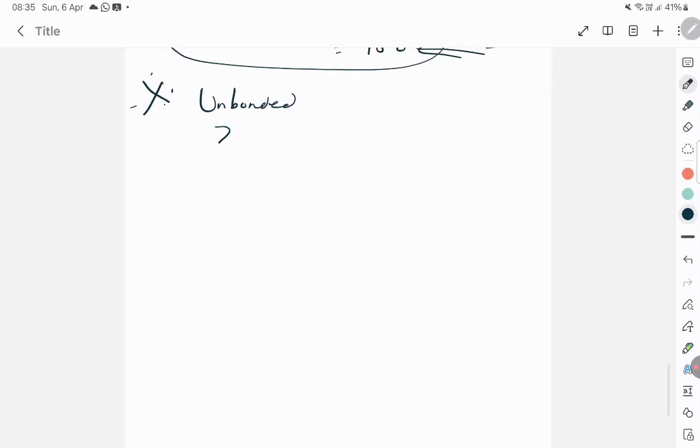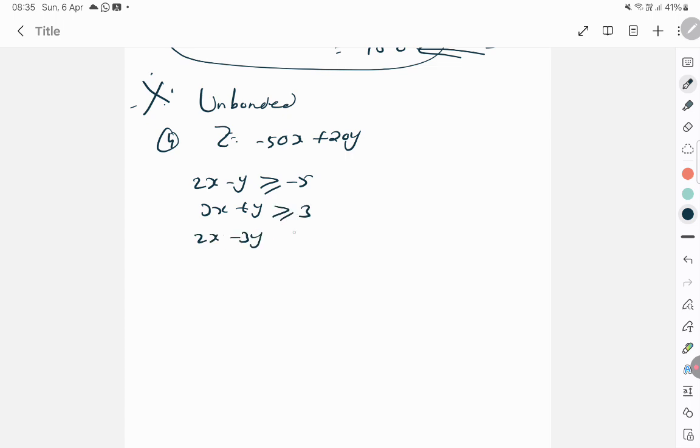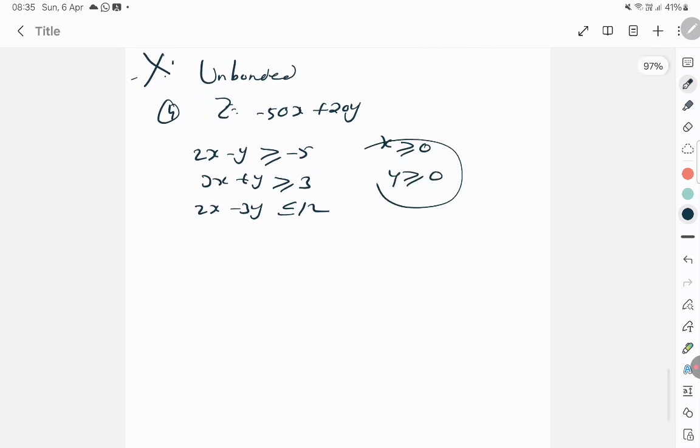Let's do the sum. The objective function in this question, example 4, is 50x plus 20y. The equations are 2x minus y is greater than or equal to minus 5. 3x plus y is greater than or equal to 3. 2x minus 3y is less than or equal to 12. x is greater than or equal to 0. y is greater than or equal to 0. This means first quadrant, you can ignore.